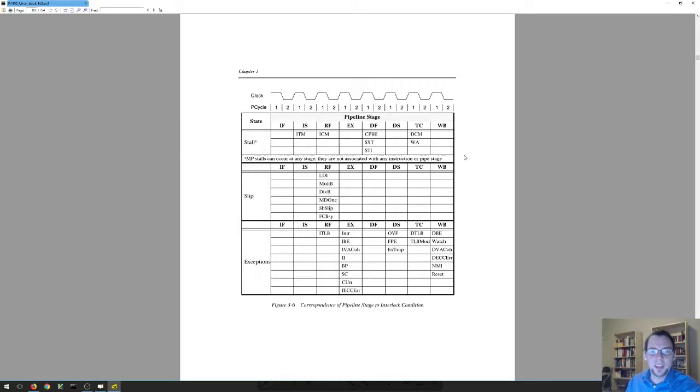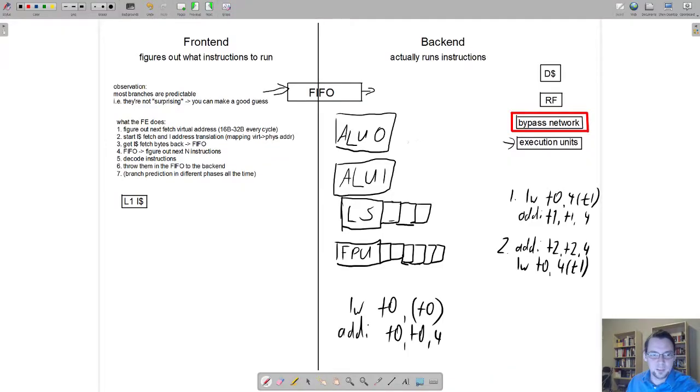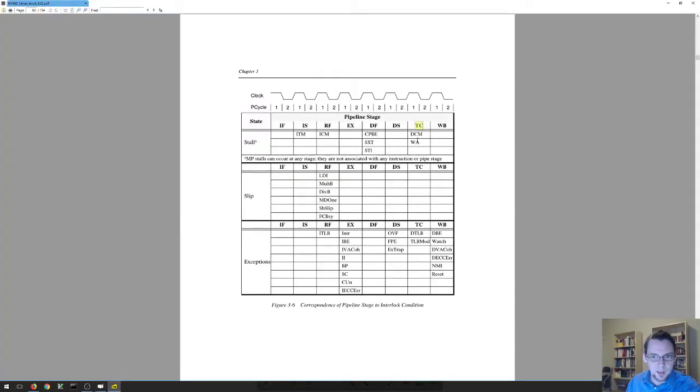The stall thing, where say you detect in the TC stage of the pipeline, tag check, the DCM is data cache miss, I believe. Yeah, DCM is data cache miss.